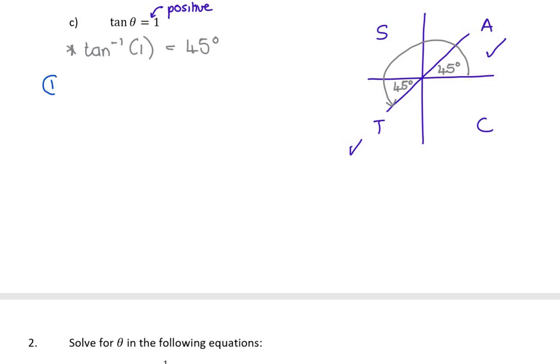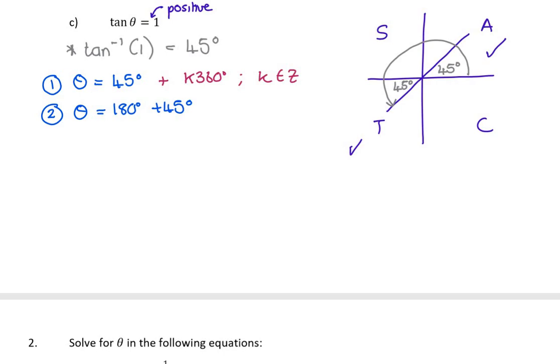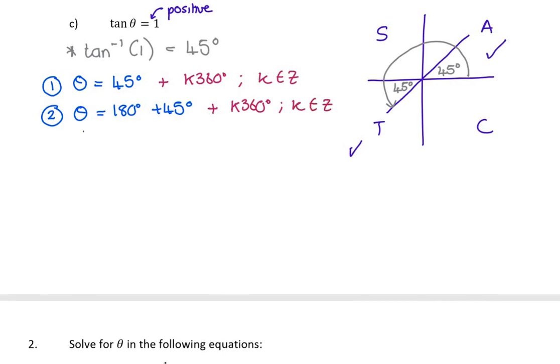So my two solutions are, first of all, theta is 45 degrees, and then I have to write plus k360, k is an element of integers. Secondly, theta must be 180 degrees plus 45, because that's the answer in quadrant 3, plus k360, k is an element of integers. Therefore theta is equal to 225 degrees plus k360.